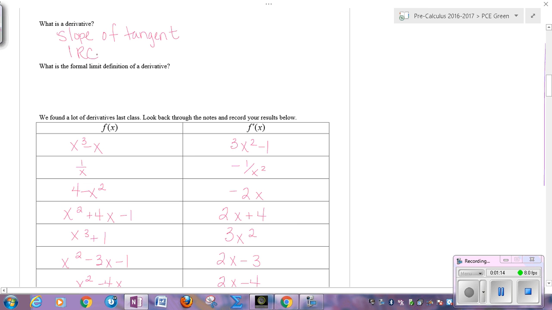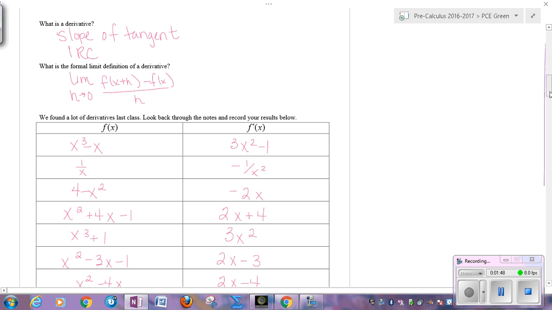Now, in the lesson before, we looked at the formal limit definition of a derivative. So if the question asks you to find the derivative using the limit definition, that's when you're going to do the limit as h approaches 0 of f of x plus h minus f of x all over h. What I'm about to show you now is basically your shortcut if they tell you just find the derivative. If they don't specify that you need to use the limit definition, then you can use the power rule, which I'm about to show you.